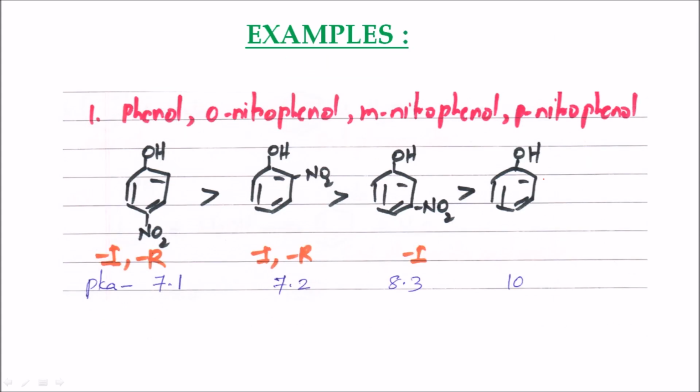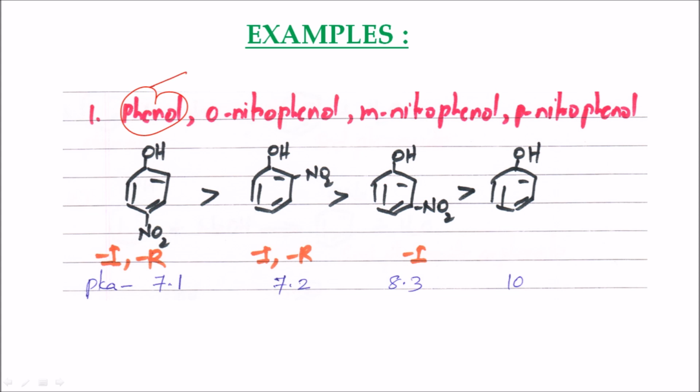Next, we can take a few examples now. I have taken a set of 3 examples to make you understand better regarding acidity of phenols. The first set of examples is phenol with nitrophenols. Nitrophenols, you can take ortho-nitrophenol, meta-nitrophenol and para-nitrophenol, right? So just compare 4 compounds now.